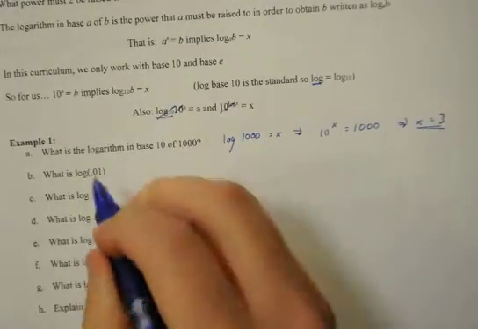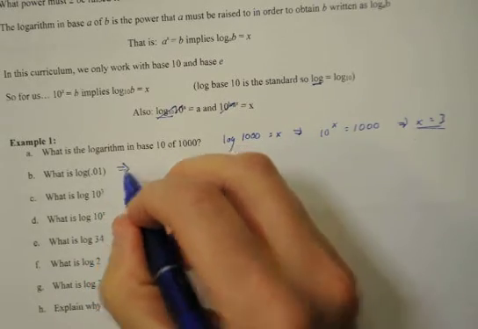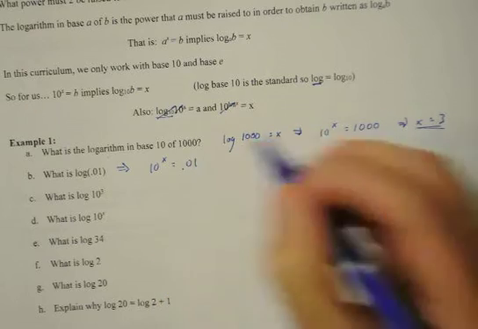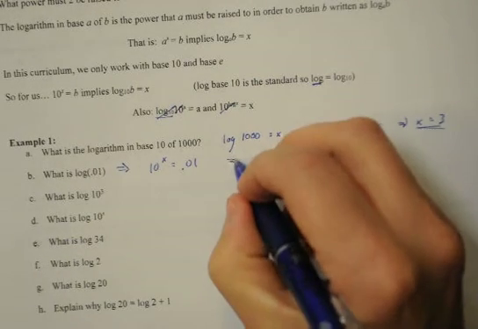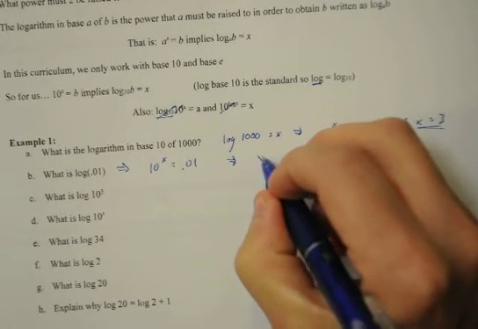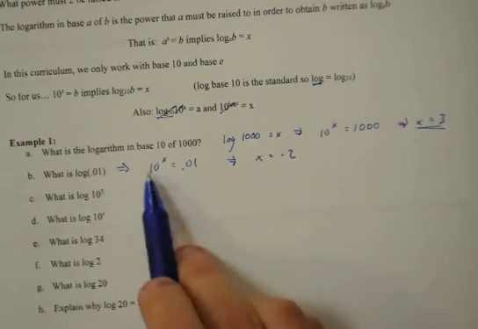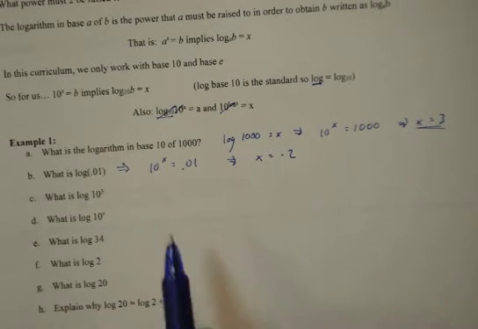Next, what is the log of 0.01? We don't necessarily need a calculator. 10 to the what power is 0.01? I think we'd agree that would be -2. If you raise 10 to the -2 power, you have to move the decimal 1, 2, so it moves to there.